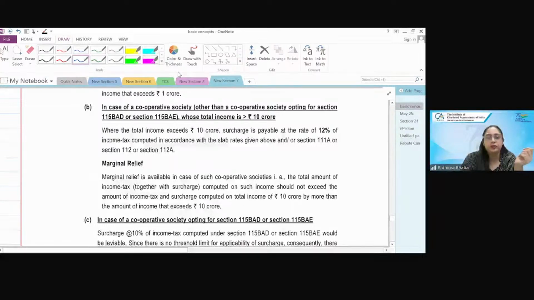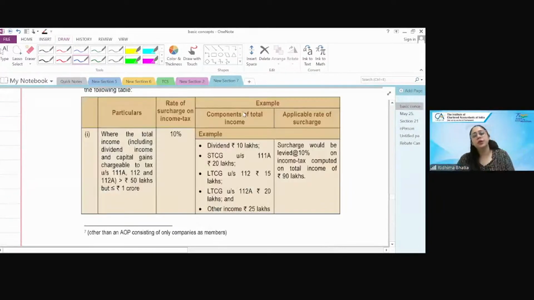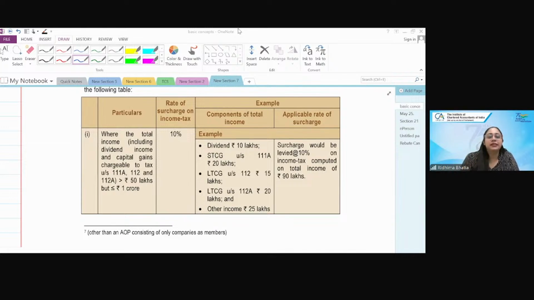So once you calculate your tax as per slab rates or tax as per special income and you add them up, if your total income is crossing a certain amount, then tax on tax is calculated. Then what is that? Tax on tax is calculated through surcharge.